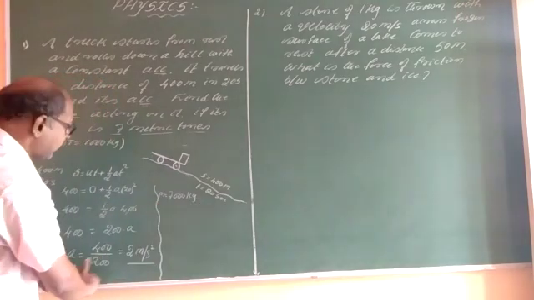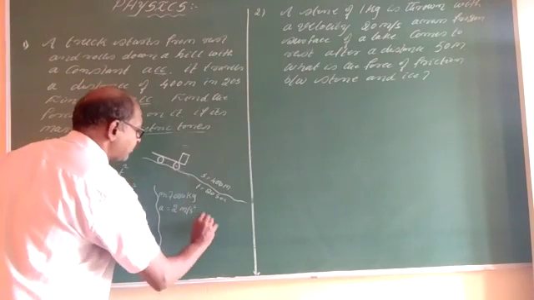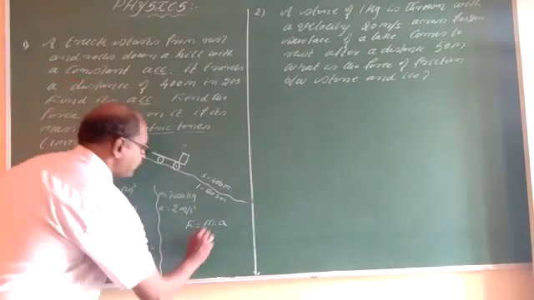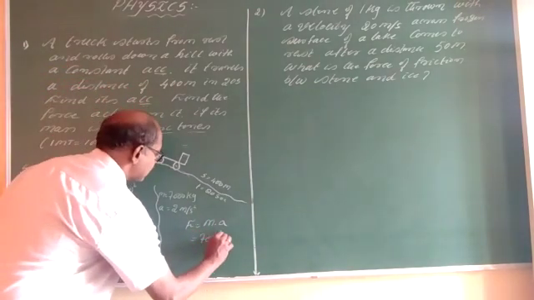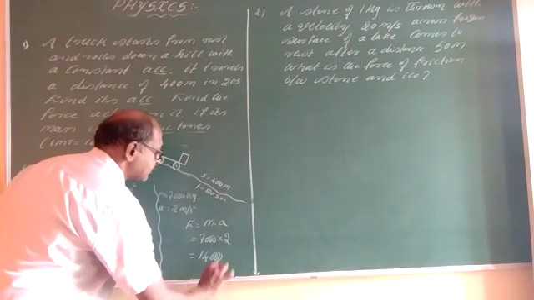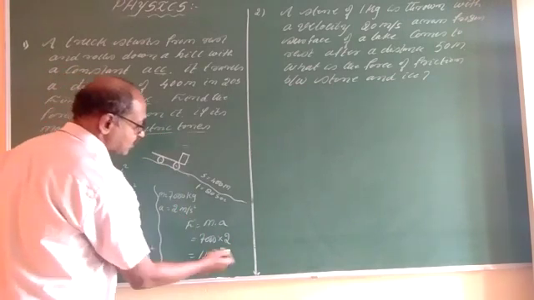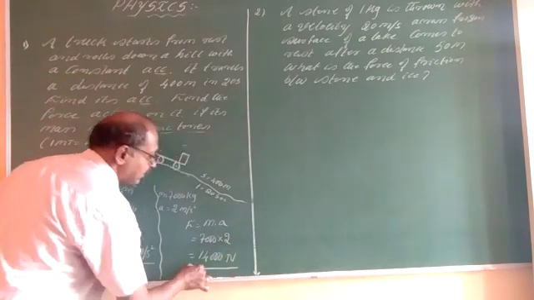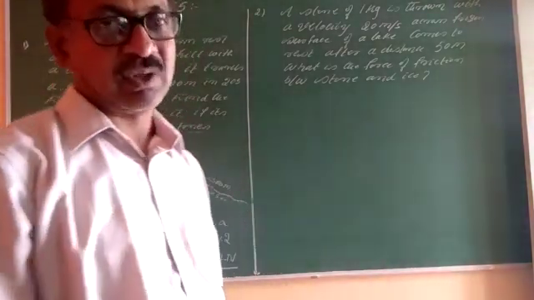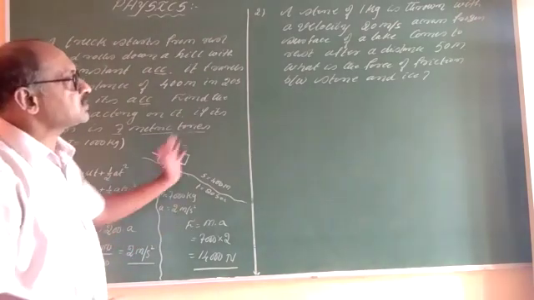Now the acceleration we already identified: acceleration is equal to 2 meters per second square. Therefore F is equal to m into a. So m is 7000 into 2, that is equal to 14,000 kg meter per second square, which is nothing but a newton. So this is how we have to do this problem. Now let us go to the next question.